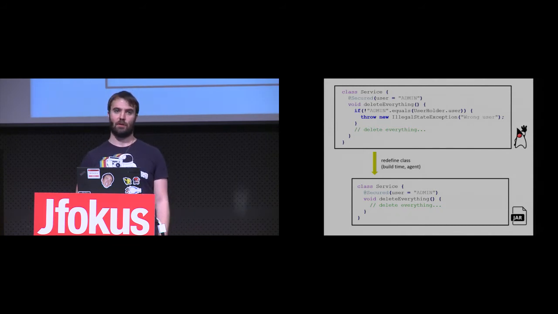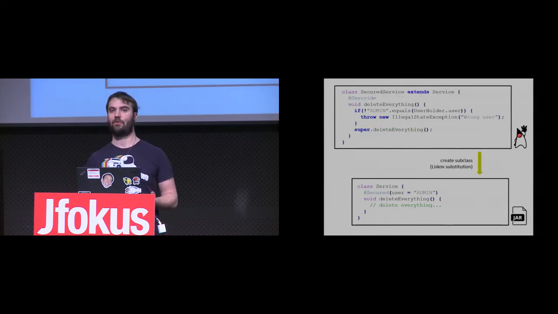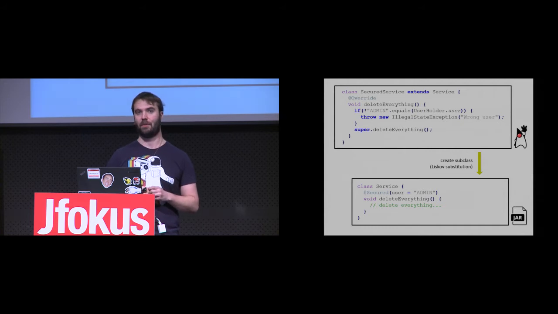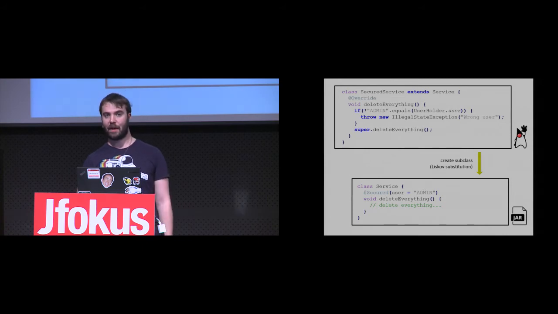The more typical way of doing things, and that's how Spring Security does it, more or less, is however not redefinition, but Liskov substitution. And Liskov substitution, in a way, is we create a subclass where we override the method. And the overridden method does just the same check that we just showed, where we check the current user against the admin string, and if that's not the user we expected, we throw an exception, and we never call the super method as a consequence, because we exit the method.